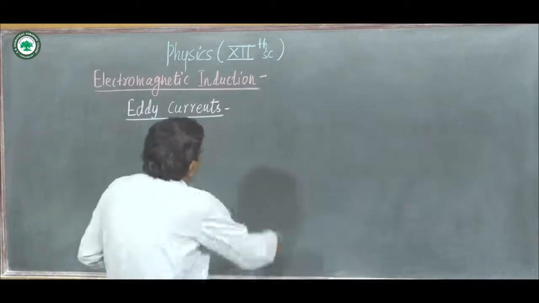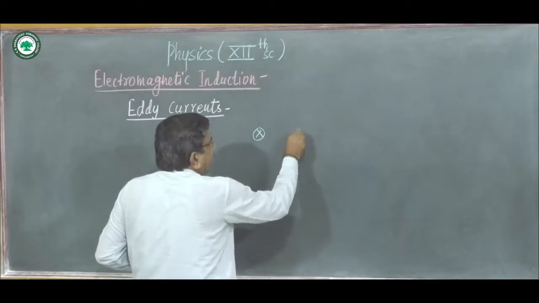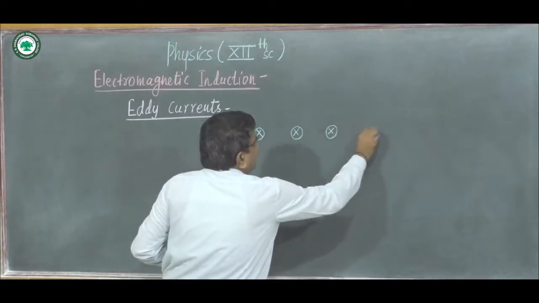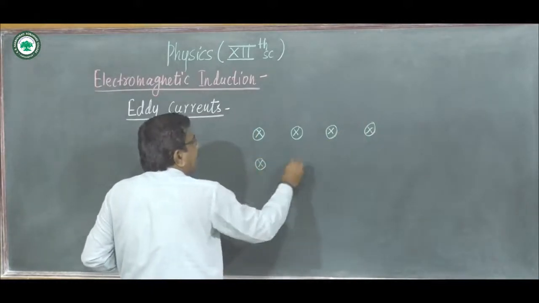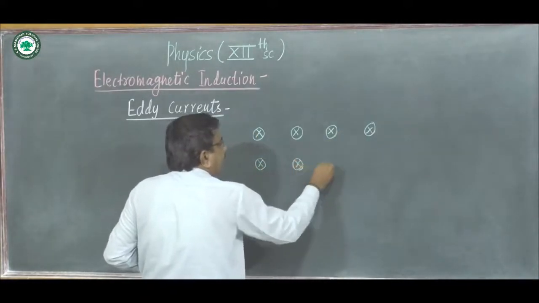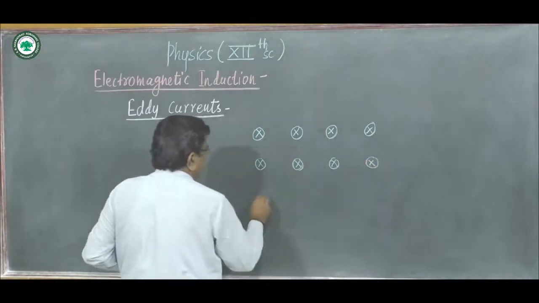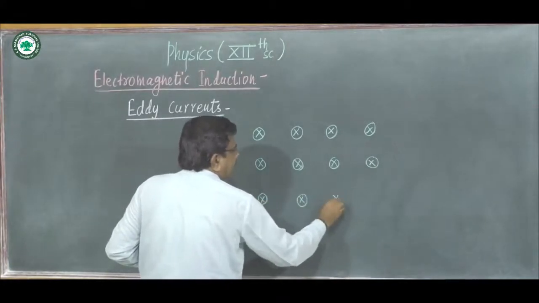Suppose these crosses represent a magnetic field which is perpendicular to this plane. These crosses indicate the magnetic field is perpendicular and it is directed inward.